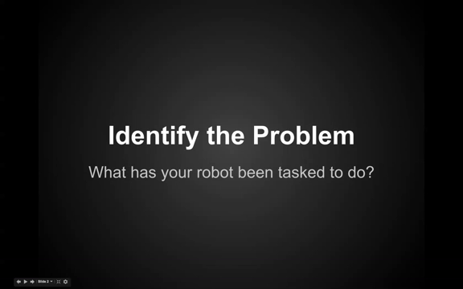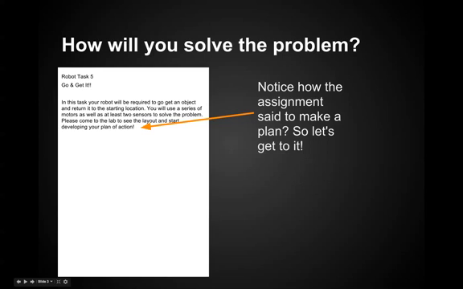What has your robot been tasked to do? As an assignment, you have been given the task for your robot. Once you read through the task, you need to analyze it and determine exactly what this task will entail in order that you can best develop, design, and eventually implement a program for your robot.